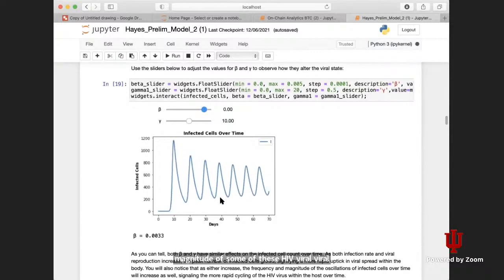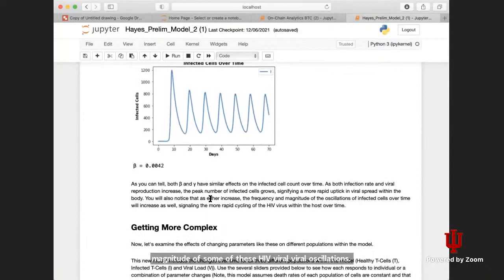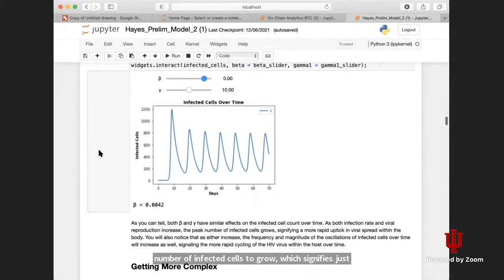viral oscillations. So they both have a fairly similar impact on the infected cell count over time. Both the infection rate and viral reproduction increase, which causes the peak number of infected cells to grow, which signifies just a more rapid uptick in viral spread, which makes sense because the infectivity is increasing.